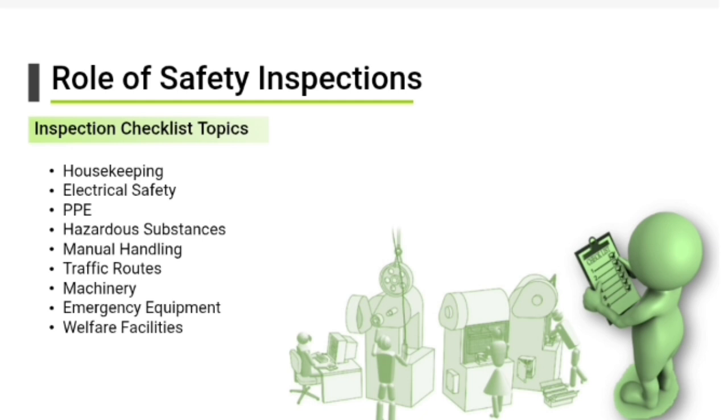The condition and maintenance of machinery, coupled with safety measures during operation, form another critical checkpoint. Emergency equipment accessibility and condition, along with employee awareness of emergency procedures, are also covered. Lastly, welfare facilities, including restrooms and break areas, are assessed for availability and cleanliness.